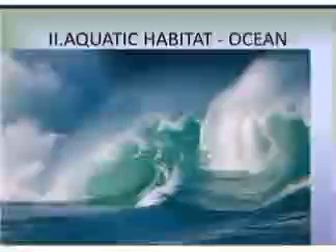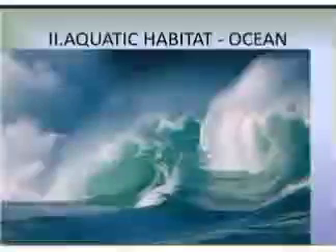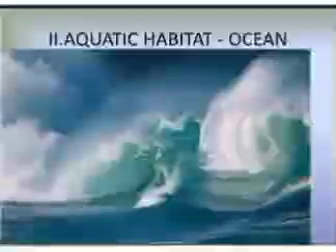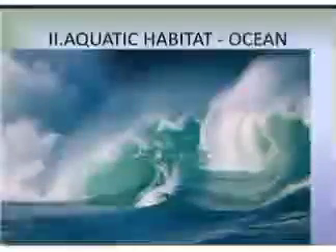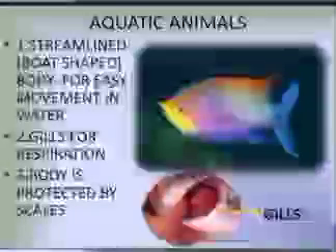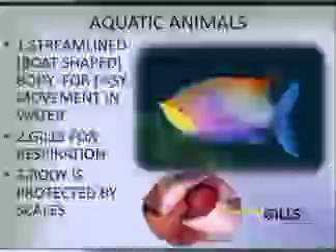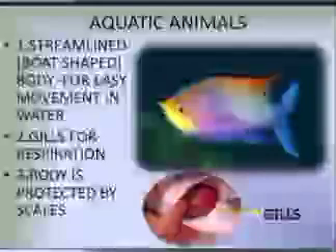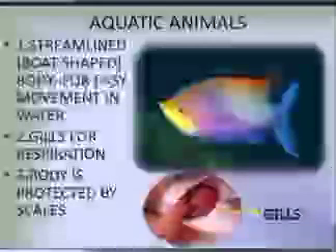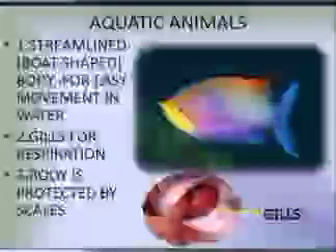and seas. How these living organisms survive in these kinds of habitats is what we will be studying today. When we talk about aquatic animals, one of the aquatic animals found in large variety in these habitats is the fish. So what are the adaptation features of fish to survive in aquatic habitats?